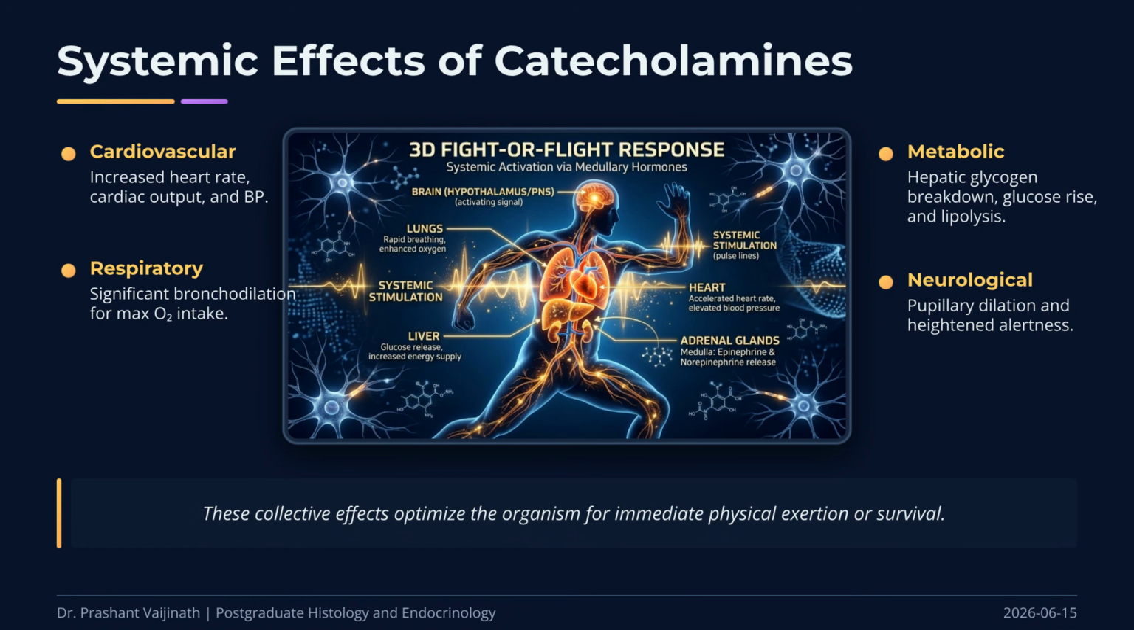Catecholamines elicit widespread systemic effects. These include cardiovascular effects like increased heart rate and blood pressure, respiratory bronchodilation, metabolic effects like glycogen breakdown, and neurological effects such as heightened alertness. These collective effects optimize the organism for survival.